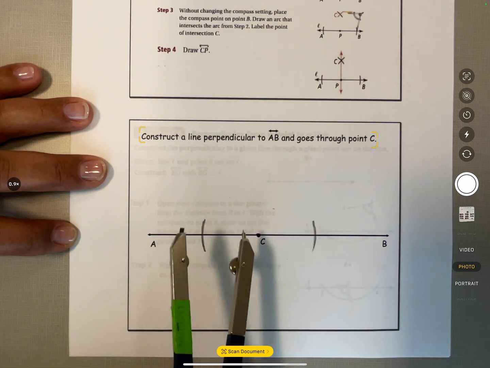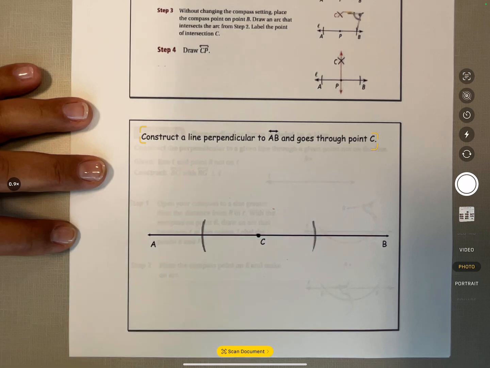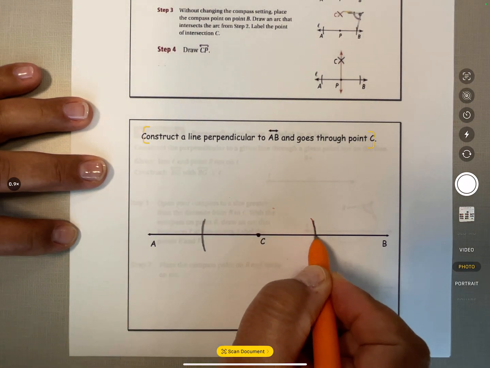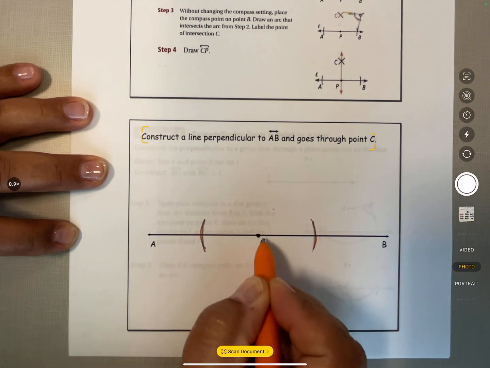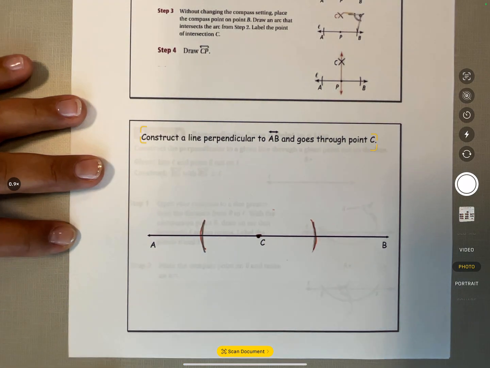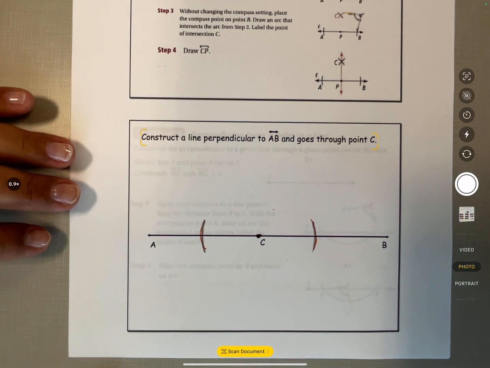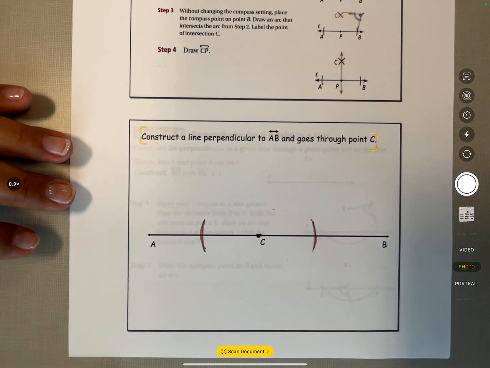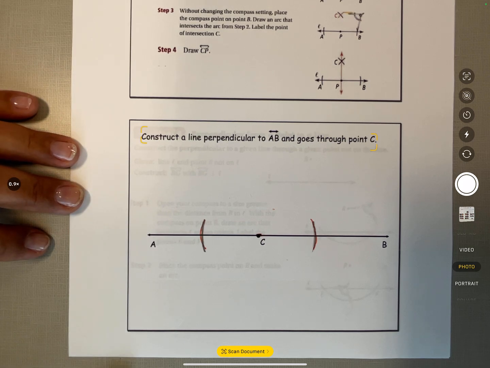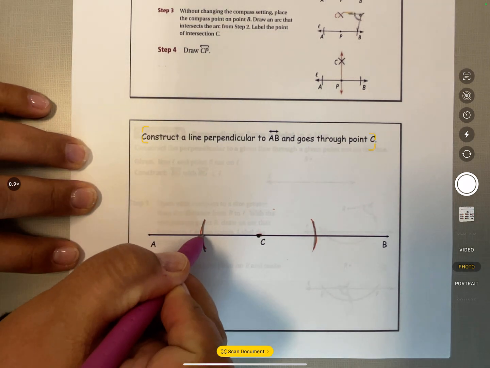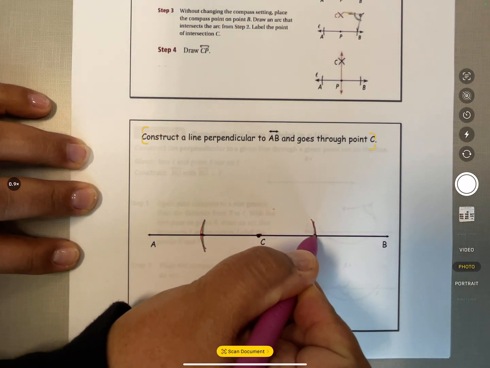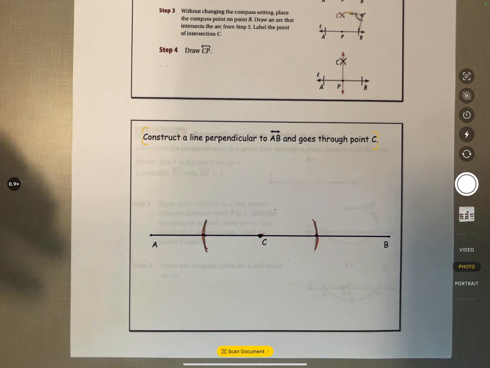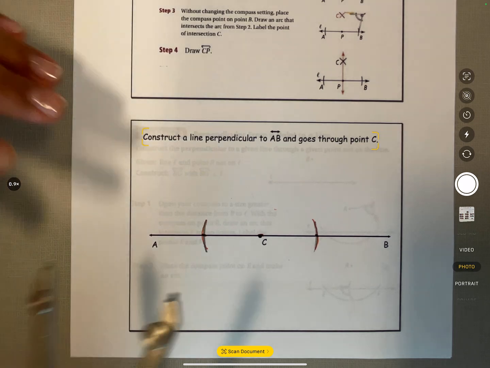This I call the TIE fighter, because if you look at it from Star Wars, these two arcs make it look like a TIE fighter, one of those aircraft in Star Wars. So by doing that, I've created these new points that are equidistant to C. And then I can Chanel, because Chanel gives us our perpendicular bisector.